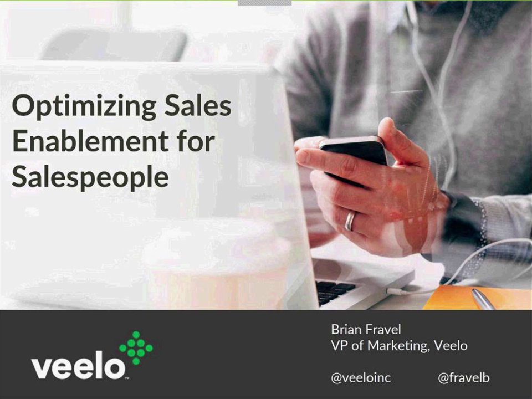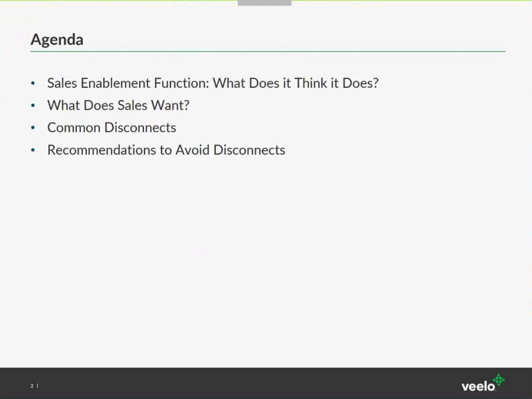And what we've done in this webinar is really tried to sit in the seat and in the shoes of a salesperson and look through the lens of what a salesperson needs from sales enablement. So what we'll do is look at it in the beginning from both sides. The sales enablement function may be a formal job, may just be more of a function, depending on your company. What do they typically think they do? And from the other side of the fence, what does the salesperson want? And then we'll talk about some common disconnects, and we'll give you some tips to try to avoid the disconnects that we see as we work with our clients.